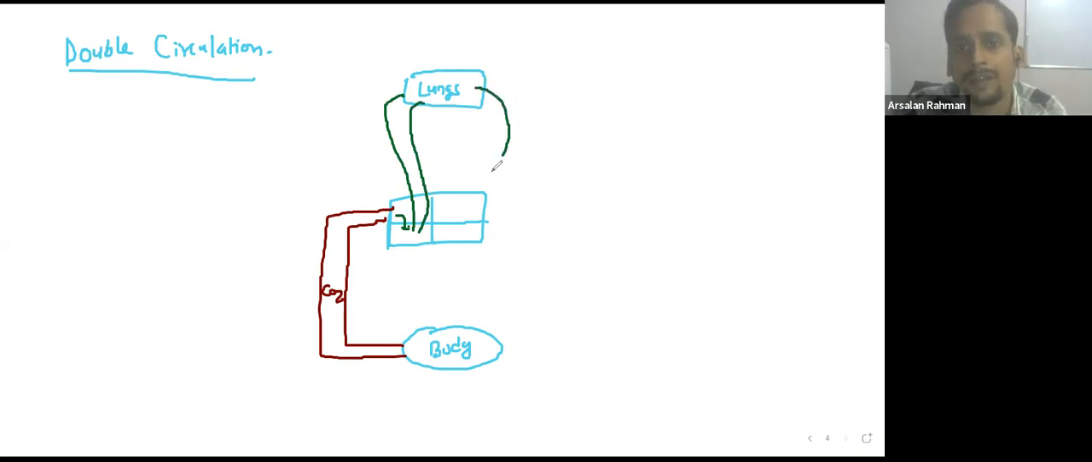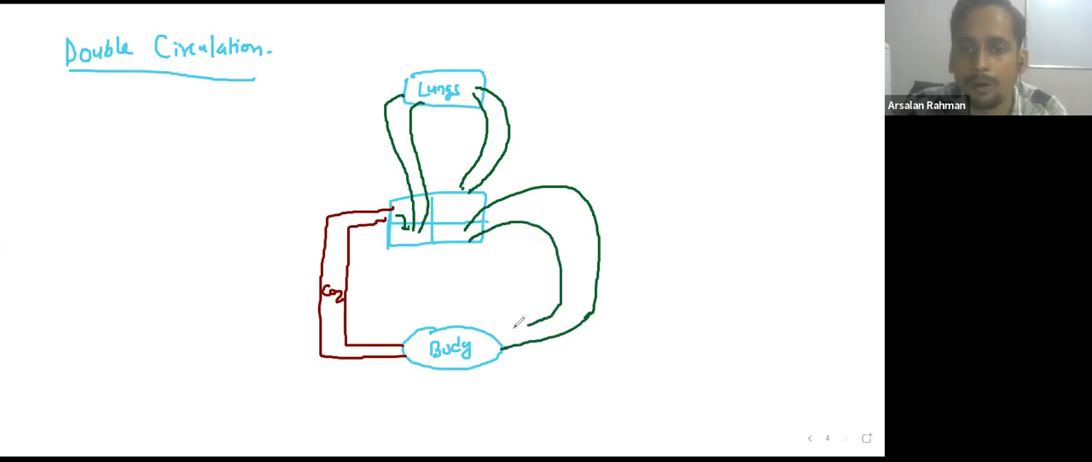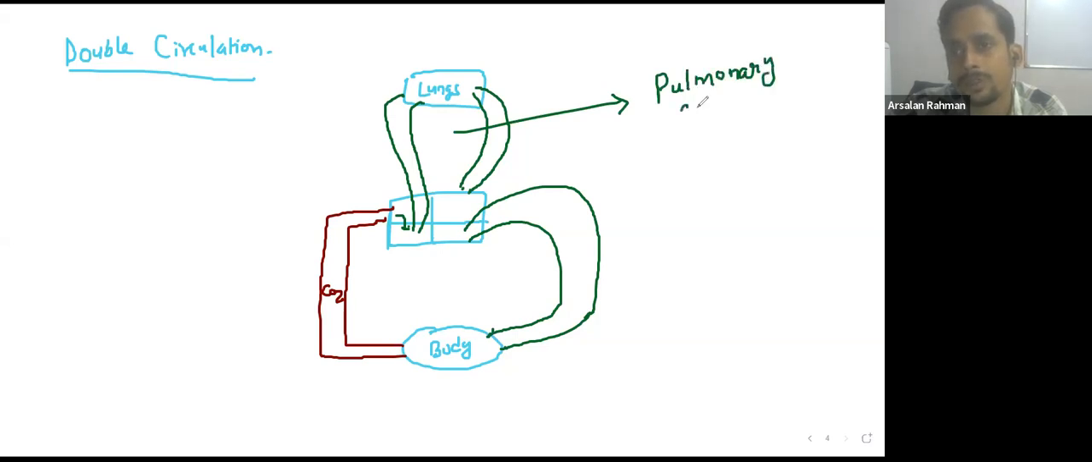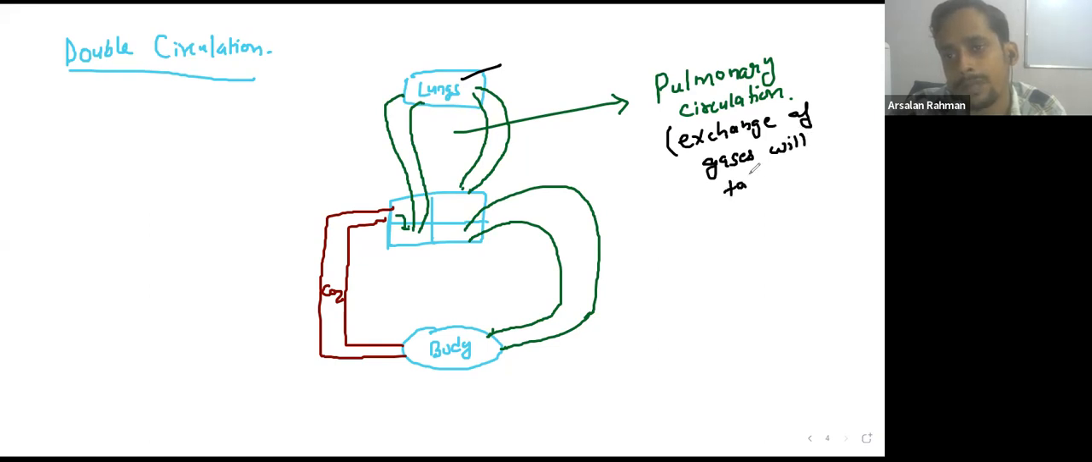And from lungs again the blood will enter into heart. And from heart again blood will leave the heart with the help of aorta. Yes or no? Okay. So this circulation is called pulmonary circulation. What will happen in pulmonary circulation? Exchange of gases will take place. Hai na? In lungs, exchange of gases will take place. And this one, the circulation from body to heart and again to body, is called systemic circulation.